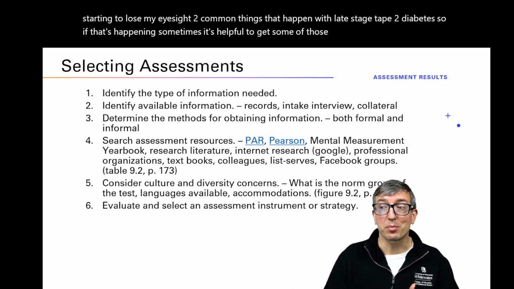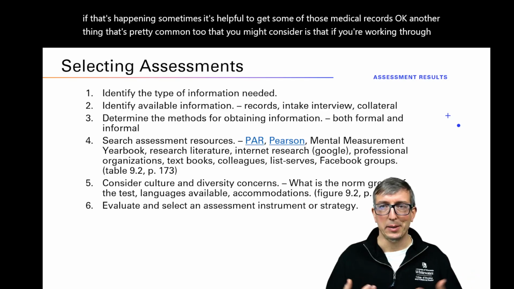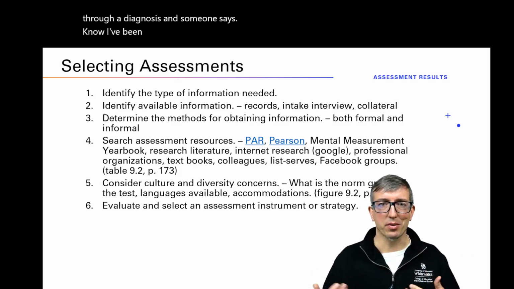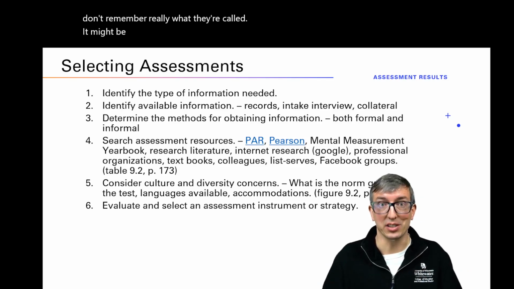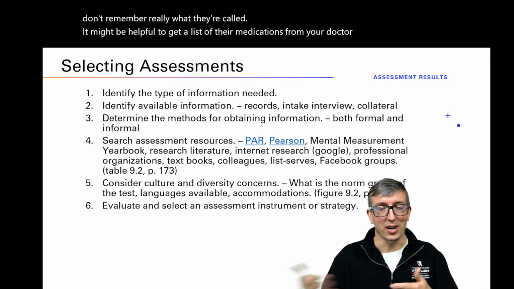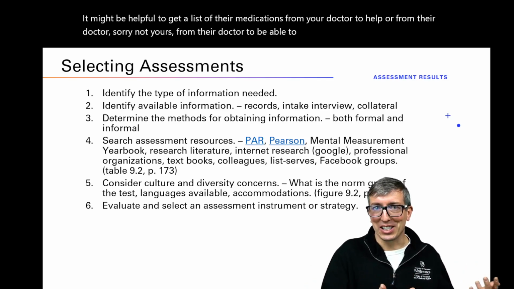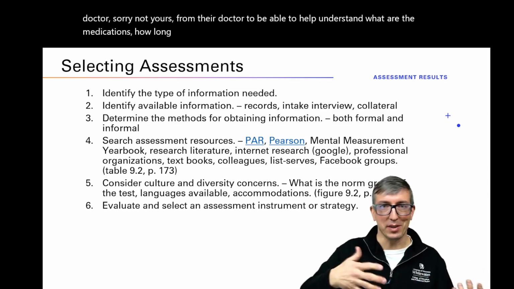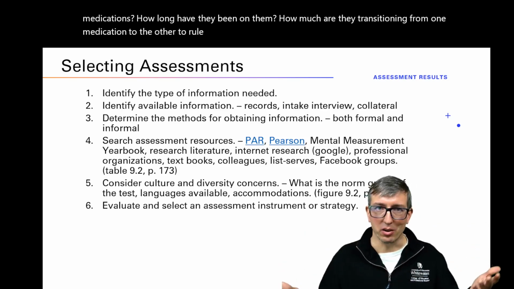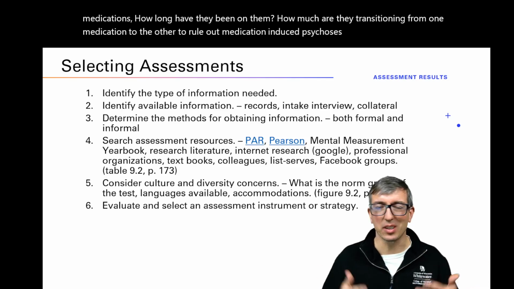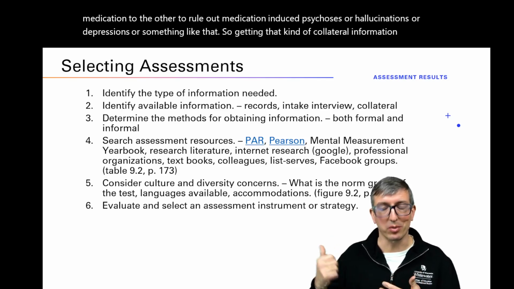Okay. Another thing that's pretty common that you might consider is that if you're working through a diagnosis and someone says, I've been to different providers and I've had this for a long time and I take some meds. I don't remember really what they're called. It might be helpful to get a list of their medications from their doctor, sorry, not yours, from their doctor, to be able to help understand what are the medications, how long have they been on them, how much are they transitioning from one medication to the other to rule out medication induced psychoses or hallucinations or depressions or something like that. So getting that kind of collateral information from records or from other people can be really helpful.